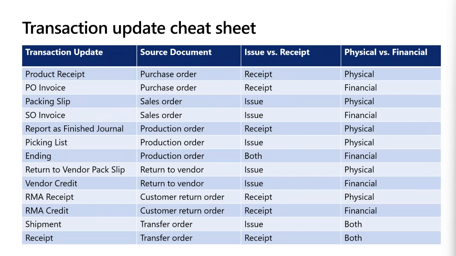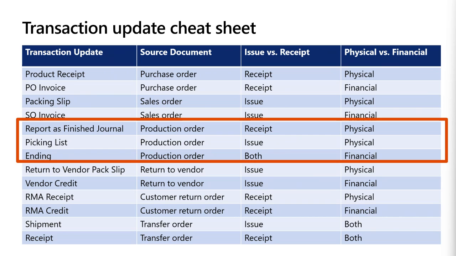This next slide can be used as a reference to help understand different types of updates that occur to transactions. The first column indicates the type of transaction update. The second column indicates the source transaction that is being updated. The third column states whether the source transaction is classified as an issue or a receipt, and the fourth column denotes whether the update is physical or financial. You'll notice that, for example, production order ending is marked as both issue and a receipt update in this case.